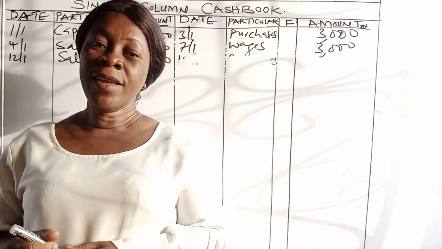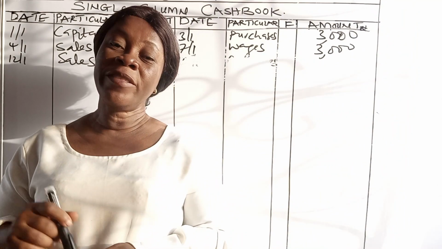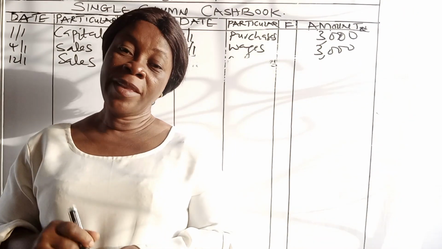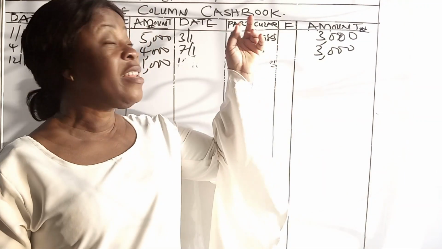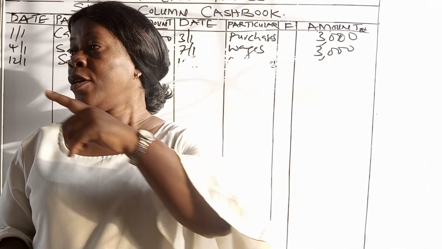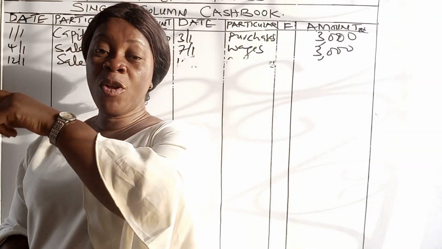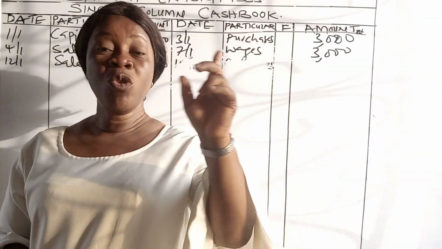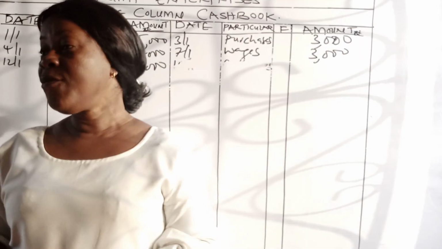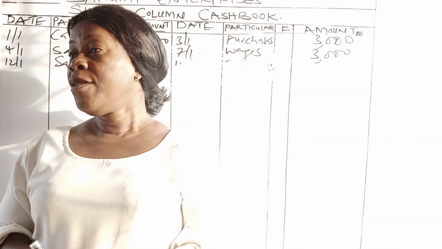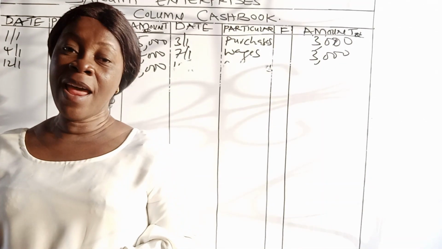Like I said the other time, it's only transactions involving cash that are recorded in the cash book. So these goods worth 5,000 naira bought from Bolaji and Co. Limited will not be recorded in the single column cash book. Now January 15, cash purchase is 700 naira.